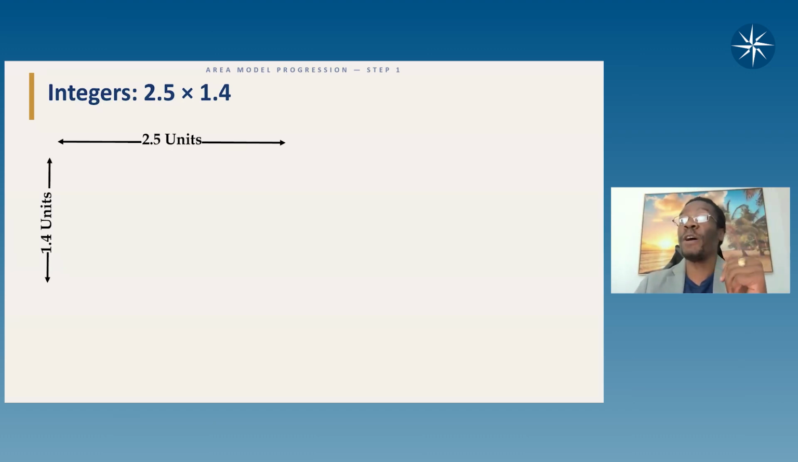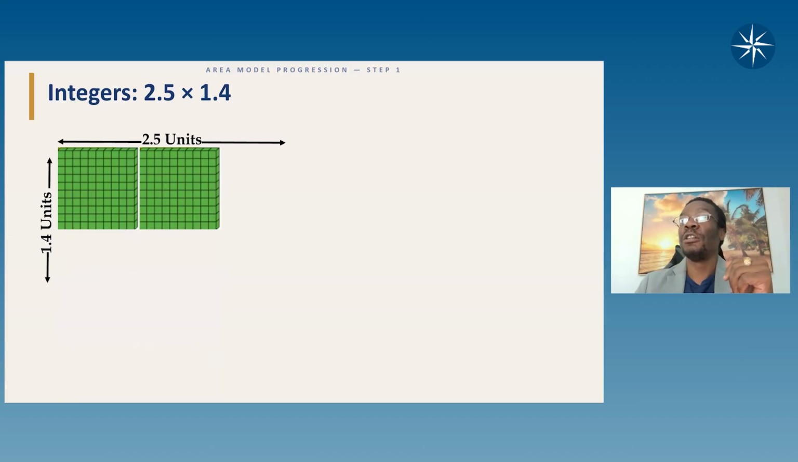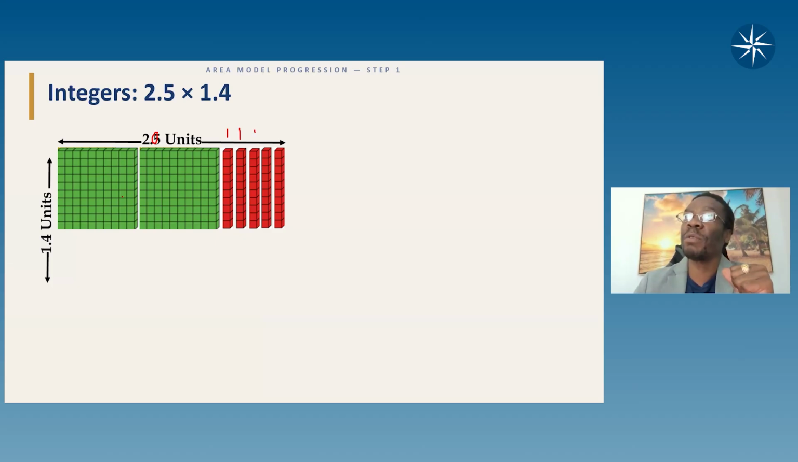So we could represent 2.5 units as two wholes and 5/10. So each of these represents 1/10. So 1/10, 2/10, 3/10, 4/10, 5/10. And then the width, so this is the length, and the width is 1.4.